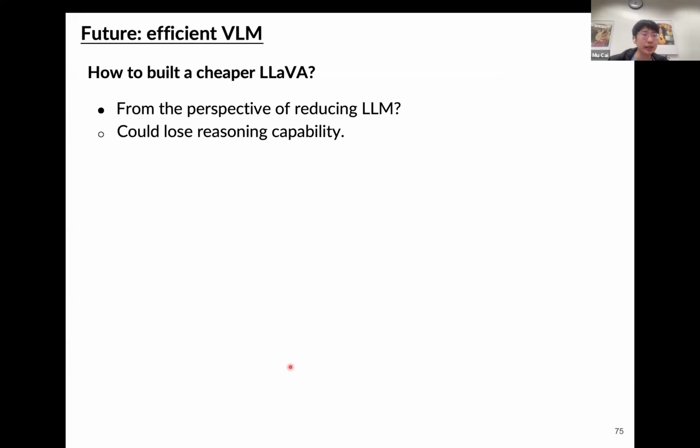And yeah, there are some future works for my study, and I'm specifically interested in efficient visual language models, like how do we build a cheaper LLaVA during inference time, and more broadly, how can we do inference over videos very efficiently, because we know that videos are very redundant.